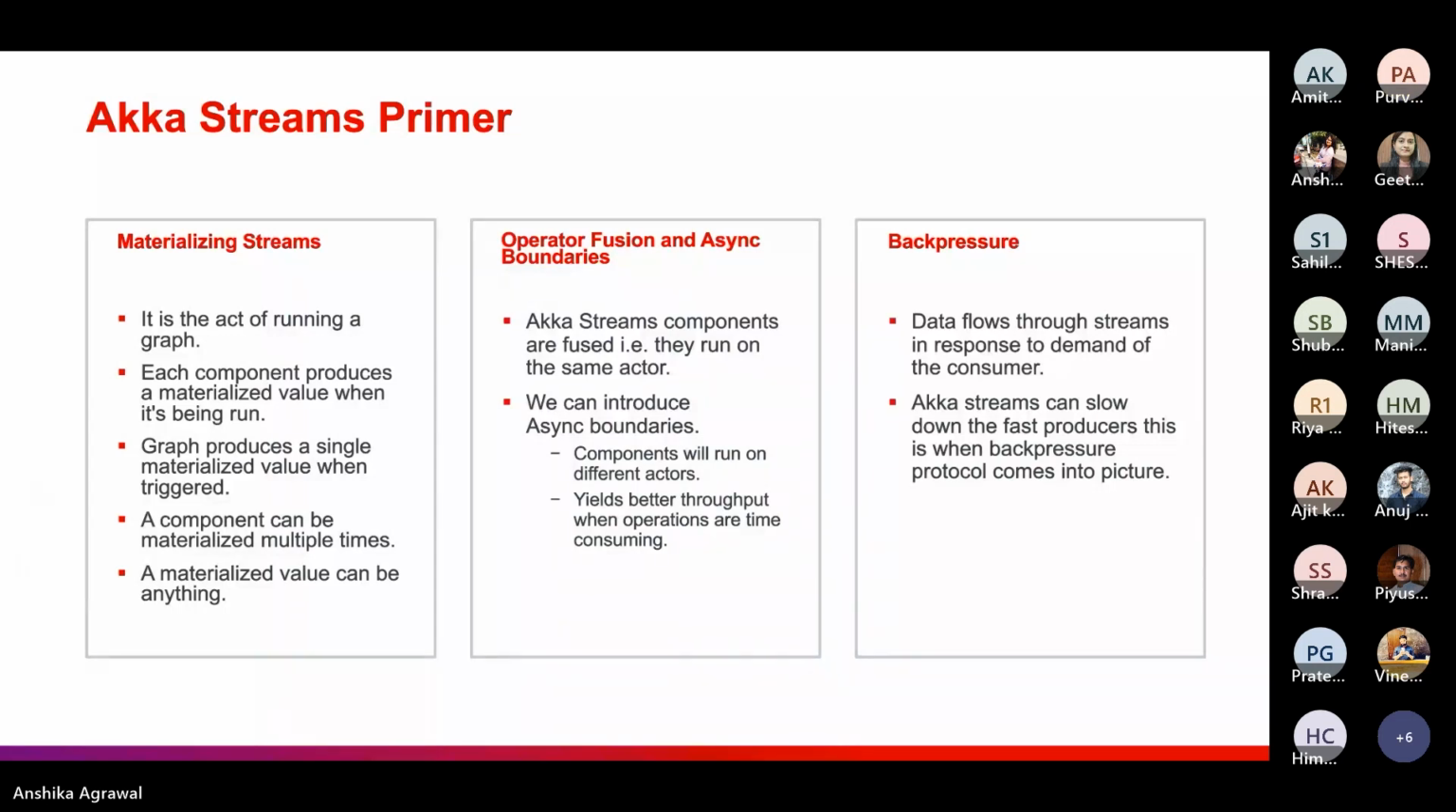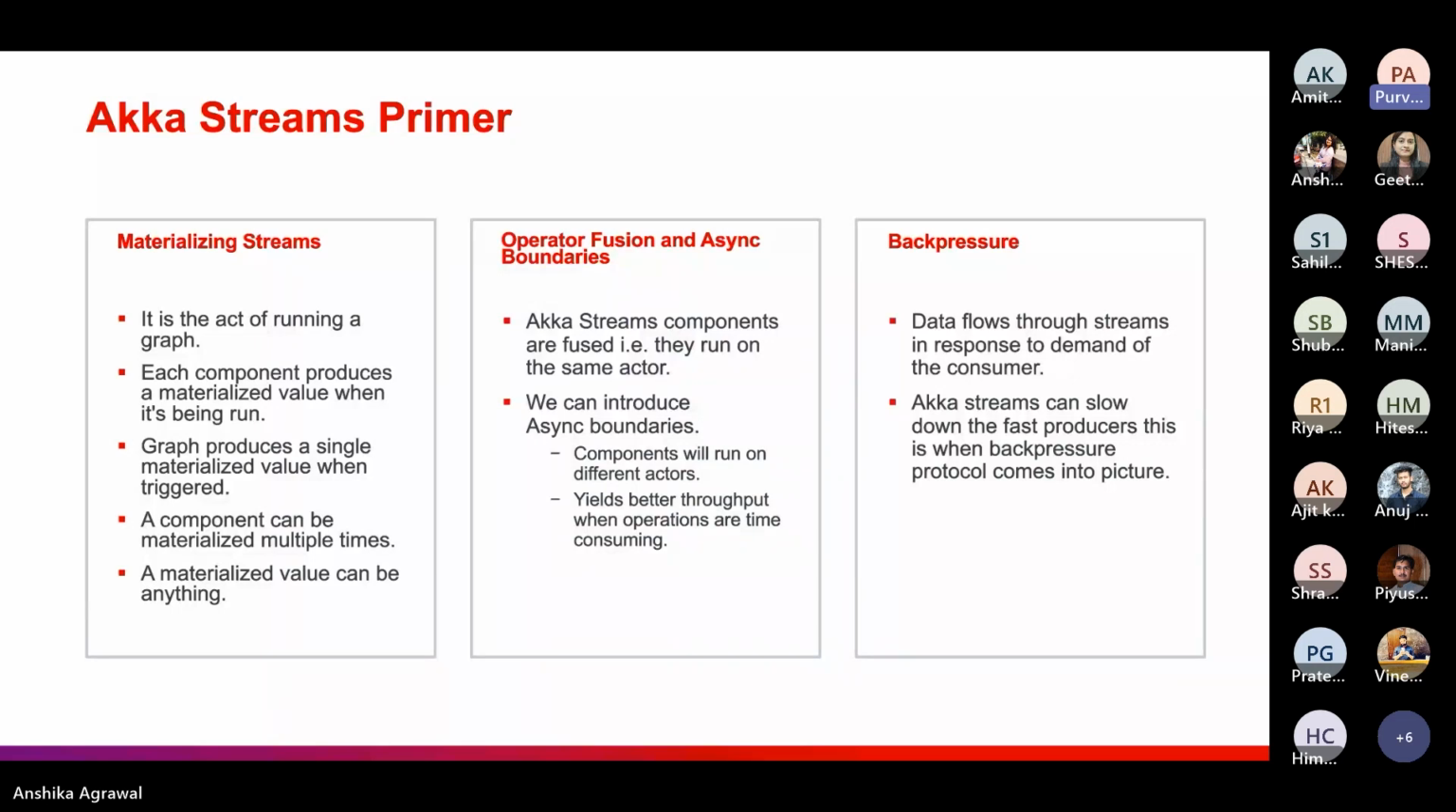So materializing a graph will involve materializing all the components out of which the graph is made. First, a component can materialize multiple times. So you can reuse the same component in different graphs. You can run a graph multiple times, but different runs imply different materialization and thus different materialized values. Second, and the most critical thing here, is that the materialized values can be anything at all.